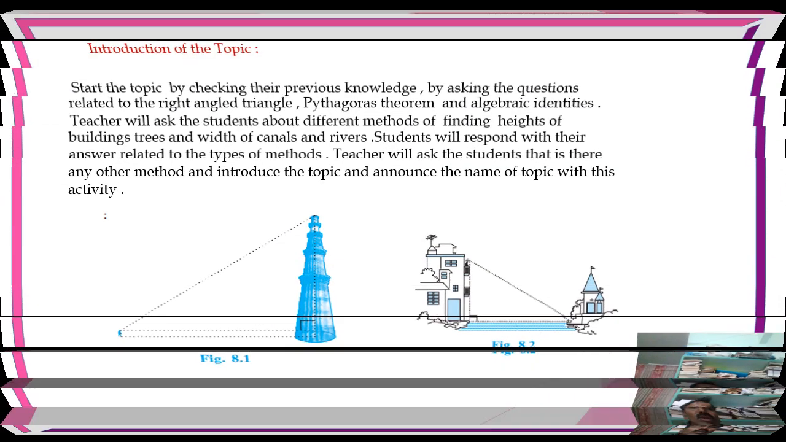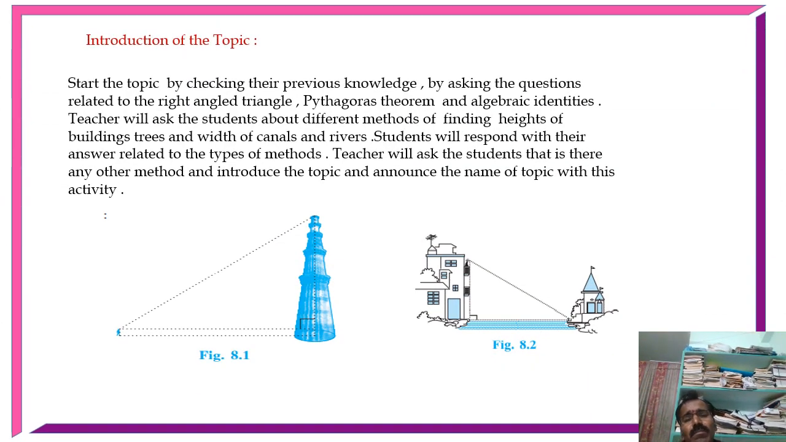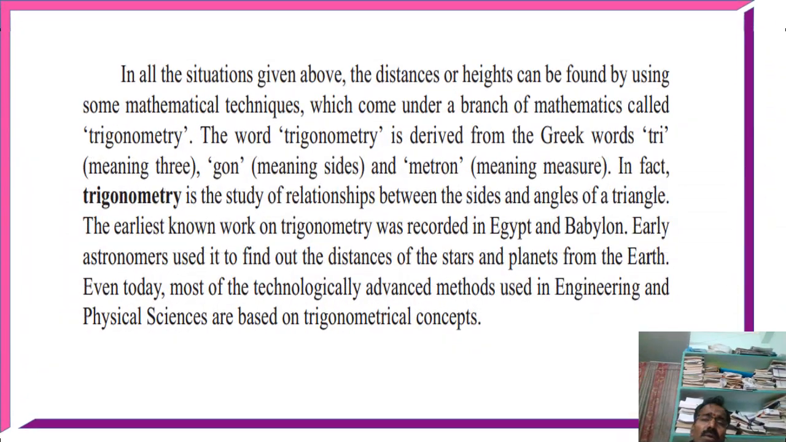Mainly, we know the use of trigonometry is to find the height of buildings, towers, and trees, the distance between two points of a river, as well as the distance between any two points, and the length of a canal. Trigonometry is mainly useful in the field of engineering as well as physical sciences. The word trigonometry is derived from the Greek words tri plus gon plus metron, which is the method of measuring three sides or three angles of a right triangle.